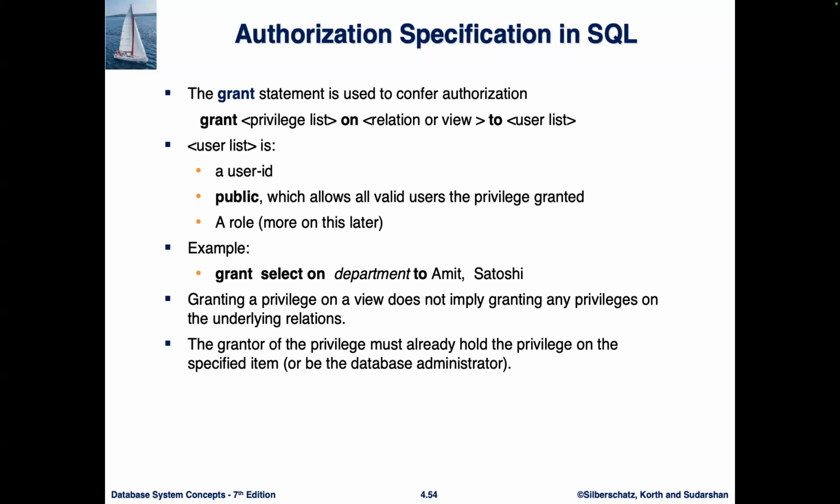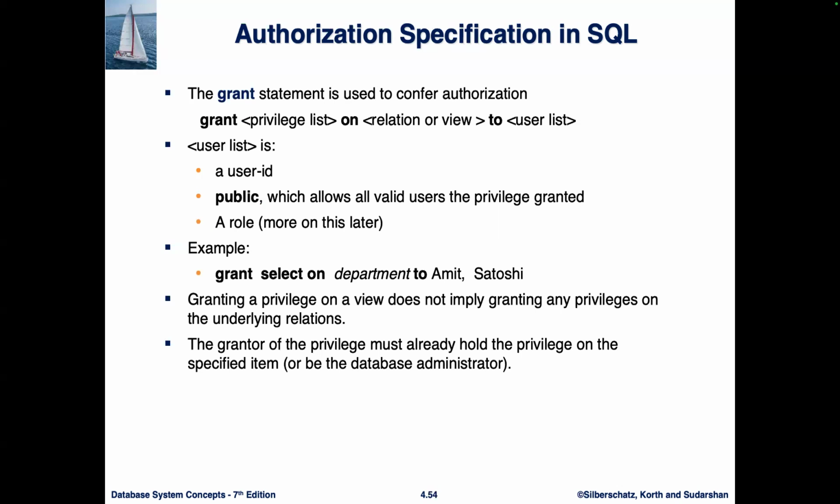In SQL, the grant statement is used to give users or roles specific privileges on a relation or view. This is how we manage who can access and modify parts of the database. Grant privilege list on relation or view to user list. Privilege list, the list of privileges that you want to grant, such as select, insert, update, or delete. Relation or view, the table or view on which the privileges will be granted, and user list, the users or roles that will receive the privileges. This can include specific user IDs like Amit and Satoshi, or the keyword public, which gives the privilege to all valid users in the database.